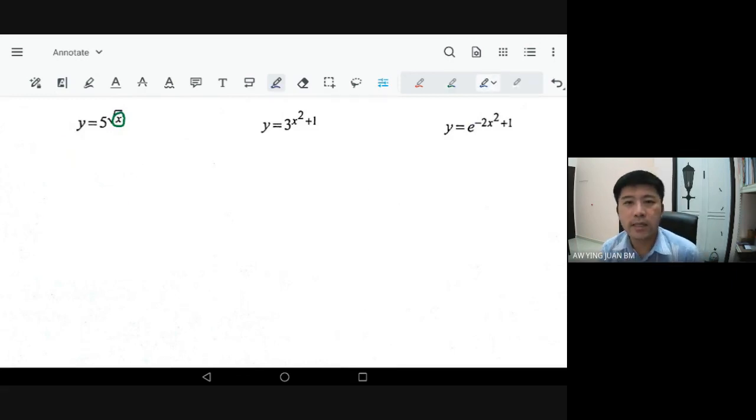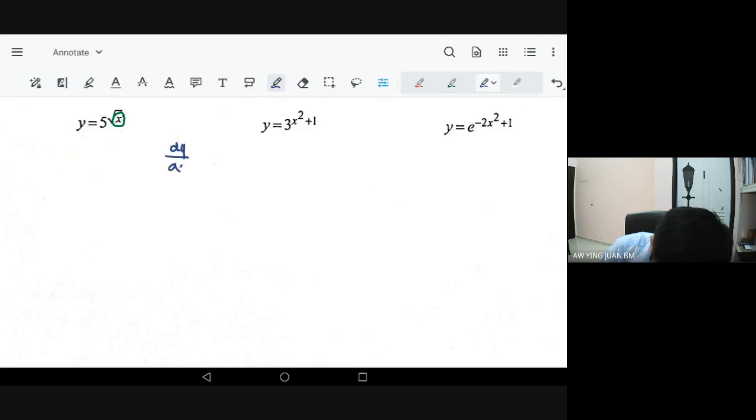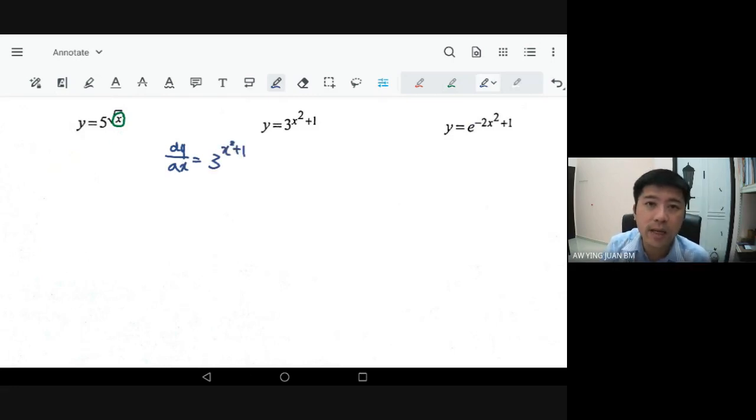So kita teruskan dengan example yang seterusnya, iaitu y equals to 3 to the power of x square plus 1. Sekarang sekali lagi exponential function. So kita ada dy dx is equals to salin semula sebab ada exponential function. Focus power dia x square plus 1. So differentiate dia kita ada 2x. Boleh? Kemudian jangan lupa kena add on ln 3.